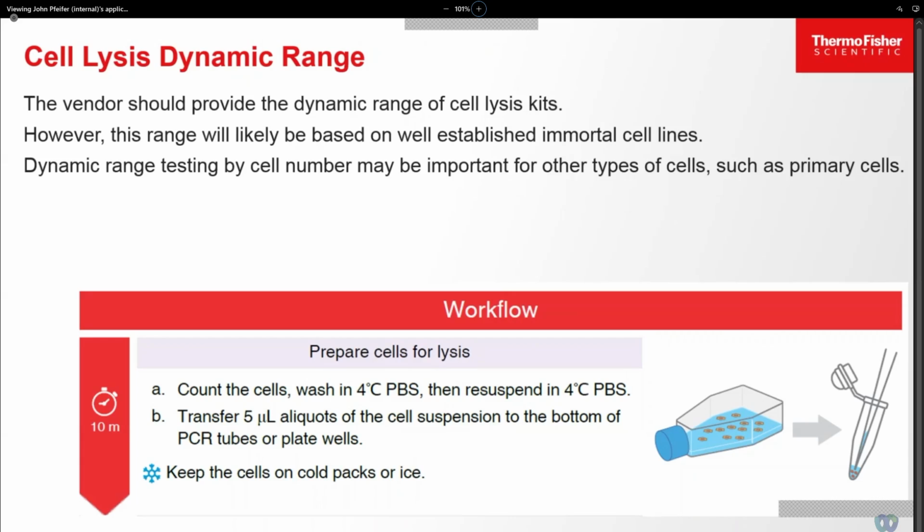Now, in the case of these cell lysis chemistries, the vendor should tell you the maximum number of cells that the chemistry will take for lysis. But just a point on that is that those tests were likely done on well-established immortalized cell lines. If you're working with other kinds of cell lines, like primary cell lines, you may want to do a dynamic range test by doing a cell dilution or cell standard curve test.